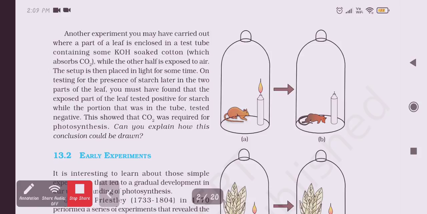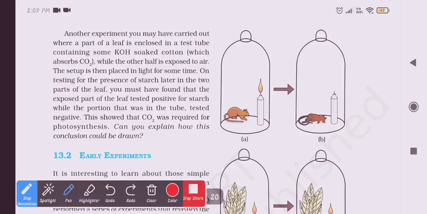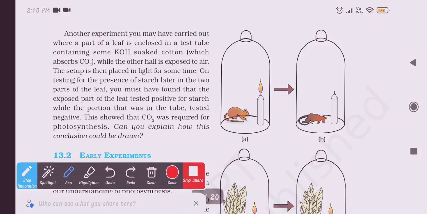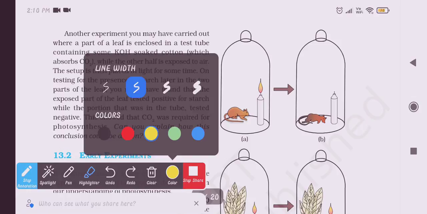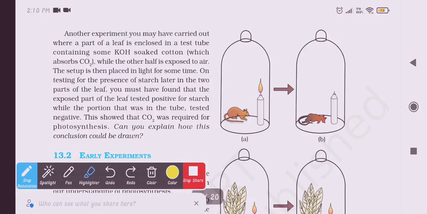Okay, let's talk about the first experiment. In this experiment, we have taken a part of a leaf. It is closed in a test tube. What is in the test tube? KOH soft cotton, which absorbs CO2, while the other half is exposed to air.